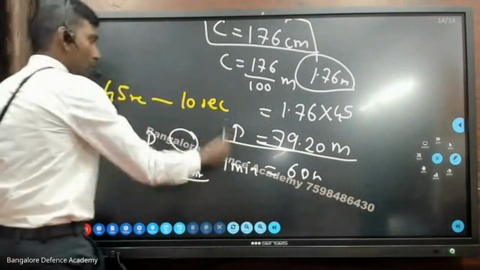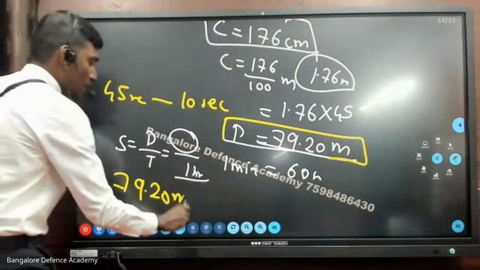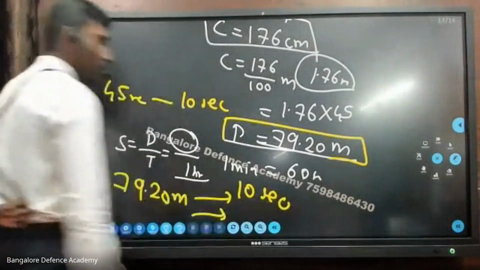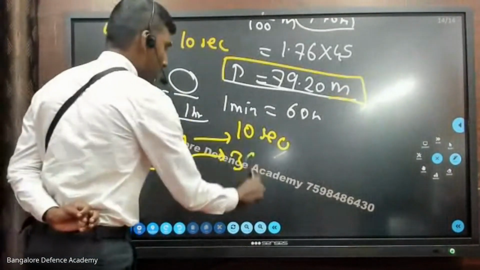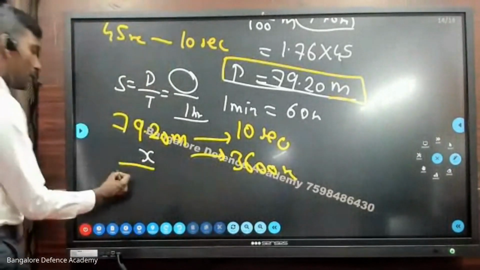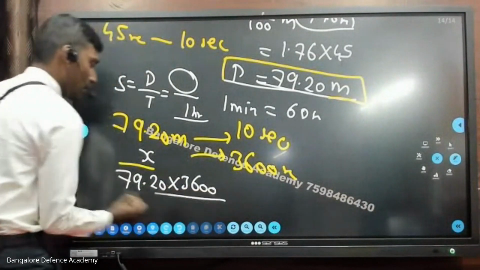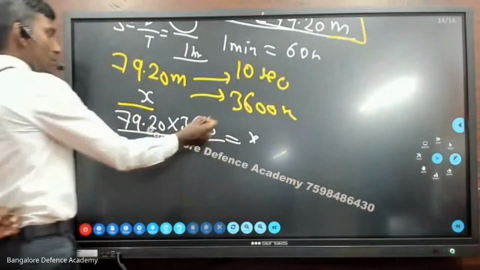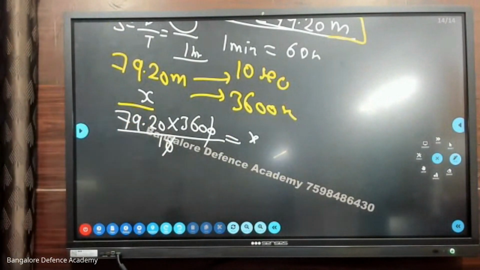Now, 79.20 meter is traveled in how many seconds? 10 seconds. So what is the distance traveled in 3600 seconds? I have to calculate this. So if you multiply 79.20 into 3600 divided by 10 is equal to x. So this is what I get for 1 hour. 0, 0 cancel. Now use your calculator. Tell me 79.20 into 360. How much do you get?